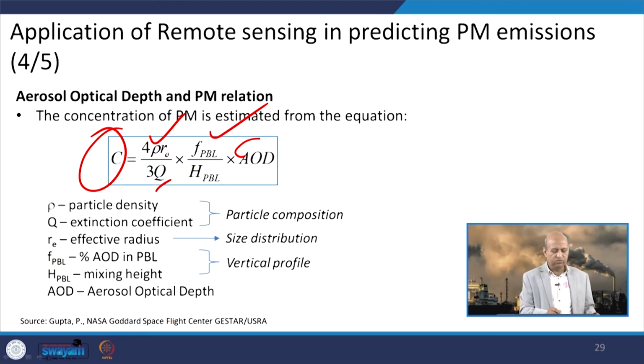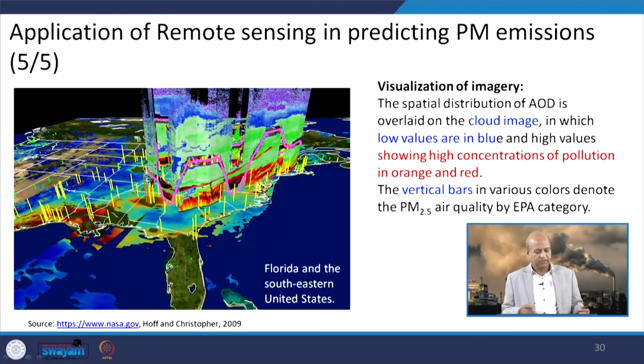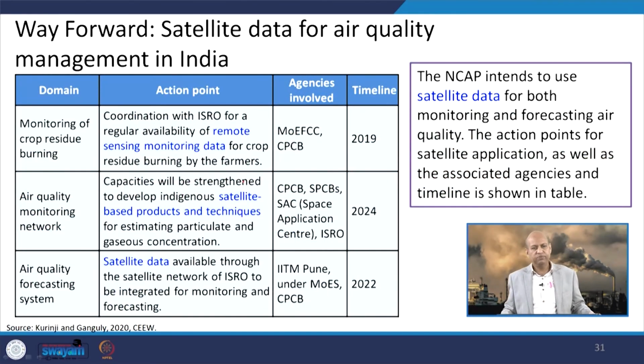According to this effective radius, RE, and size distribution, we can get calculations for different sizes of the pollutants. Then this kind of pictorial representation can show how much pollution is there. For example, high concentration of pollution is shown in orange and red, and the cloud images are also there. Then the low values can be seen in blue, and the vertical bars in various colors denote the PM 2.5 air quality by the EPA category. Different columns you can see, these are the PM 2.5 concentrations.